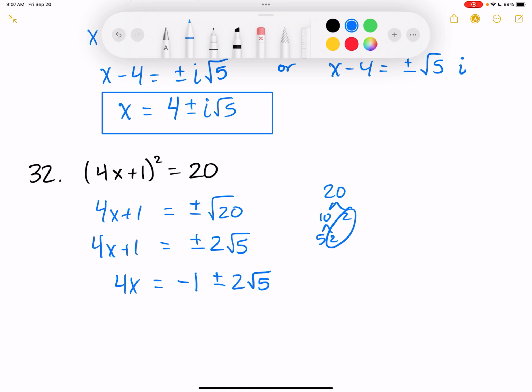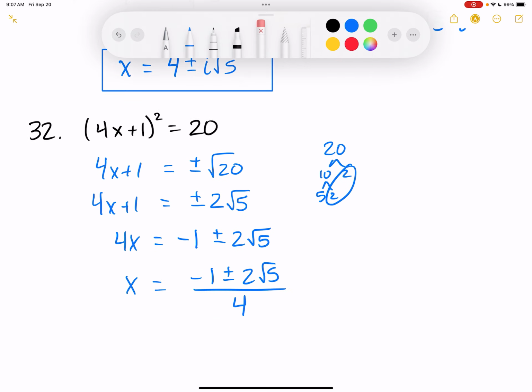Now I need to divide by 4, so I get x equals negative 1 plus or minus 2 root 5 over 4. Some people start trying to cancel this 4 and this 2, but I can't do that. If this was also a 2, I could factor a 2 out and then reduce, but because this piece is being added or subtracted to this other piece, I can't cancel here. So this would be where my final answer sits. Okay, any questions on that?